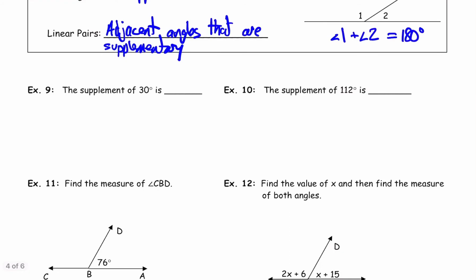The supplement of 30 degrees is, so again, we have to pay attention to vocab. Supplement means add to 180. So if I want the supplement of 30, I have to take 180 minus 30, which is 150 degrees. The supplement of 112. So I'm going to take 180 minus 112, and I believe that is 78 degrees.